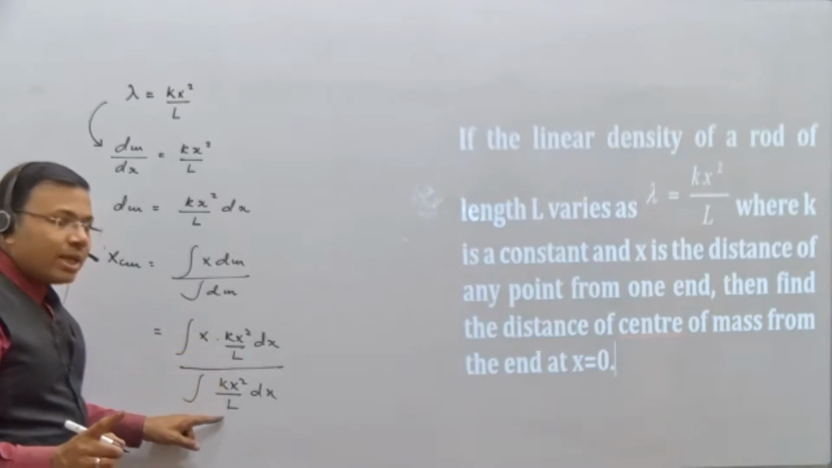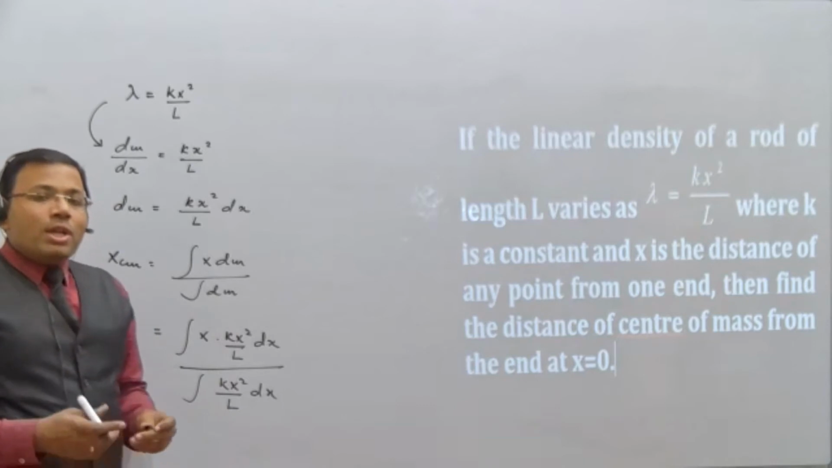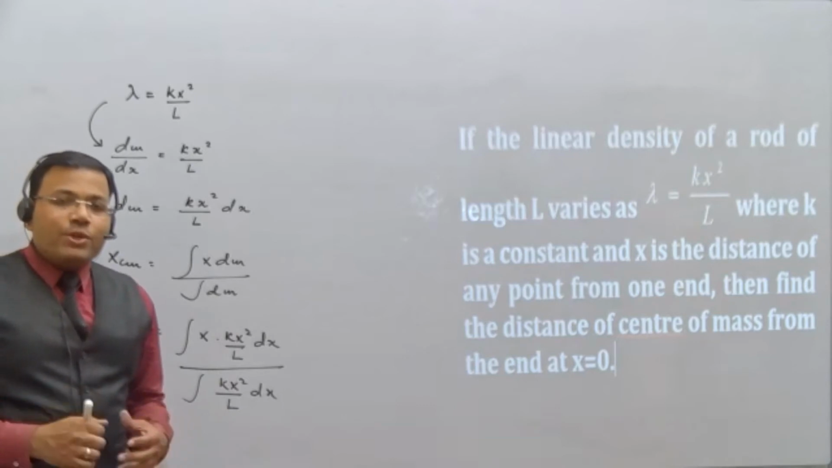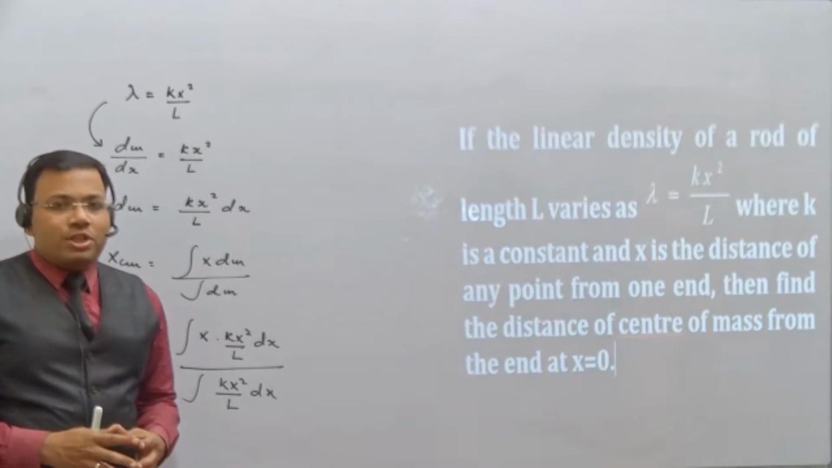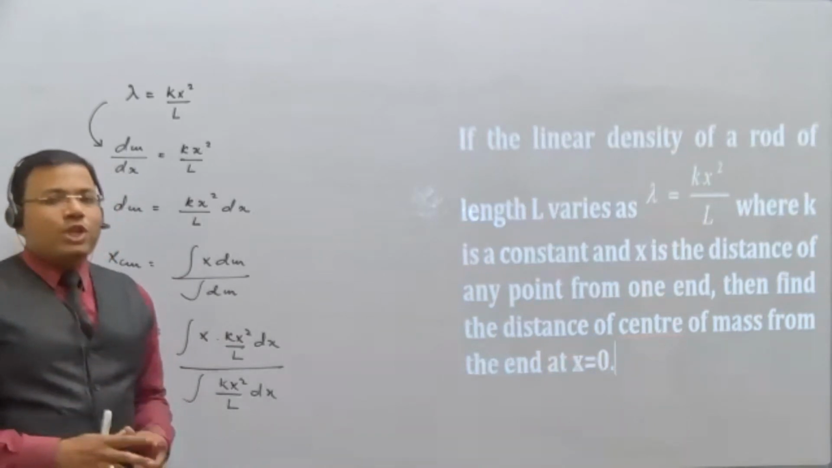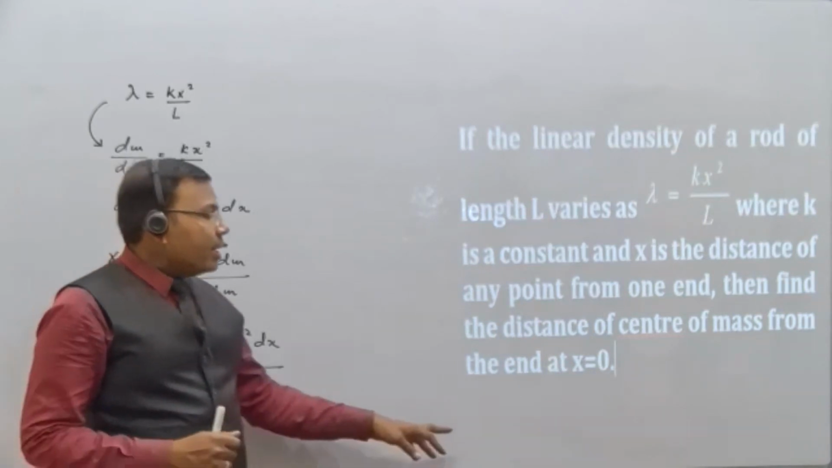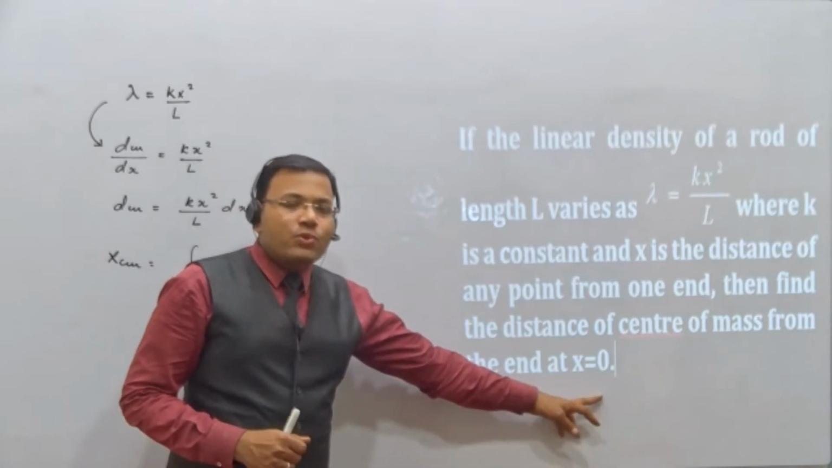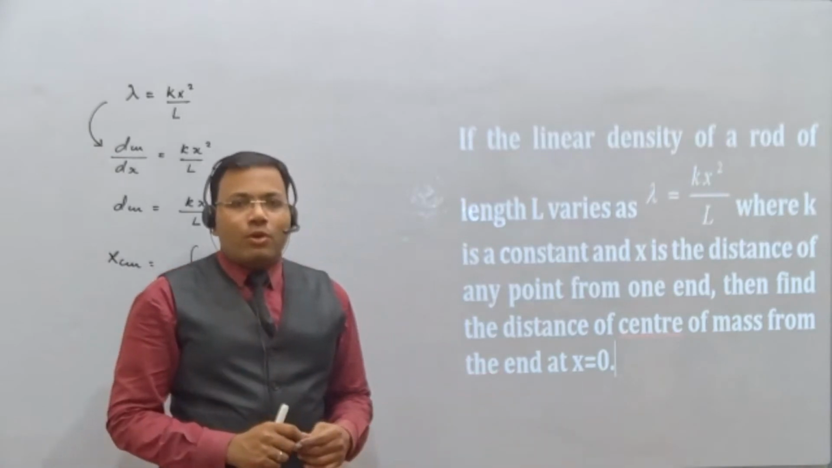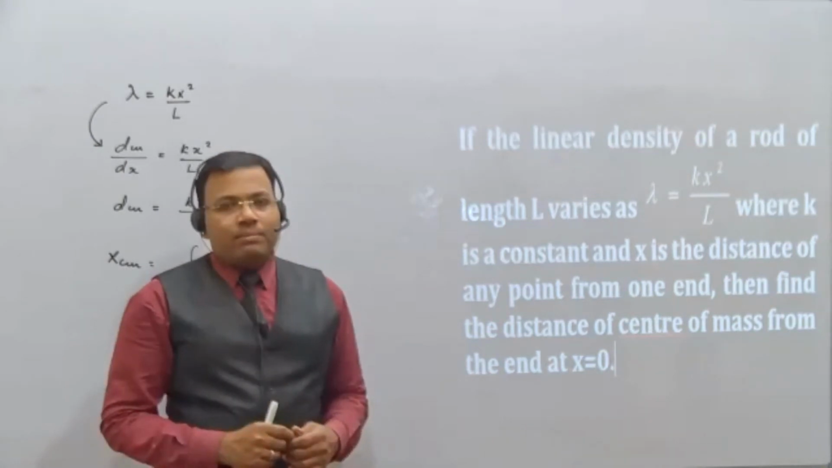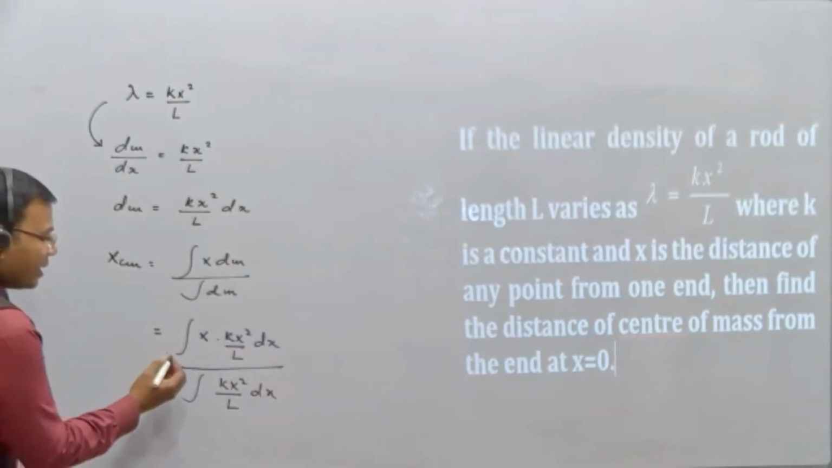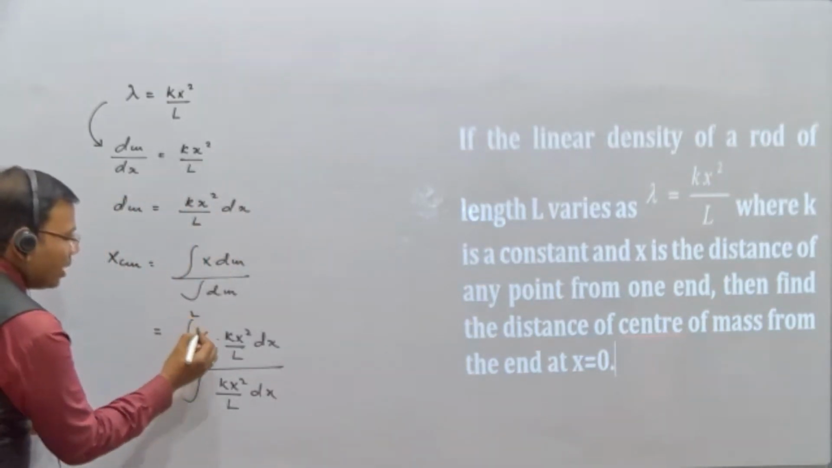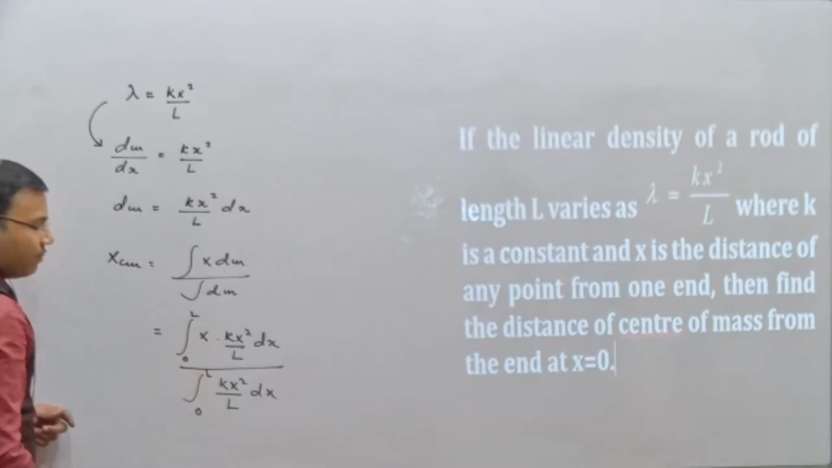Here also k by L is a constant, and moreover the concept we are using here is definite integration. That means limits also we need to apply. How are the limits to be applied? We have to start from x equals 0, and the length of the complete rod is L. So I specify the limits 0 to L here and 0 to L here.